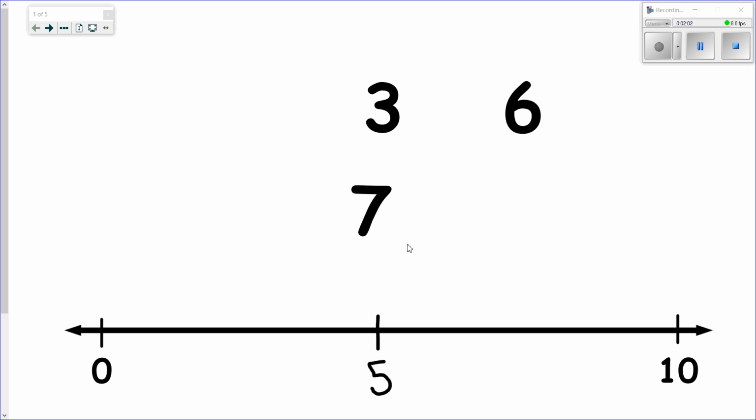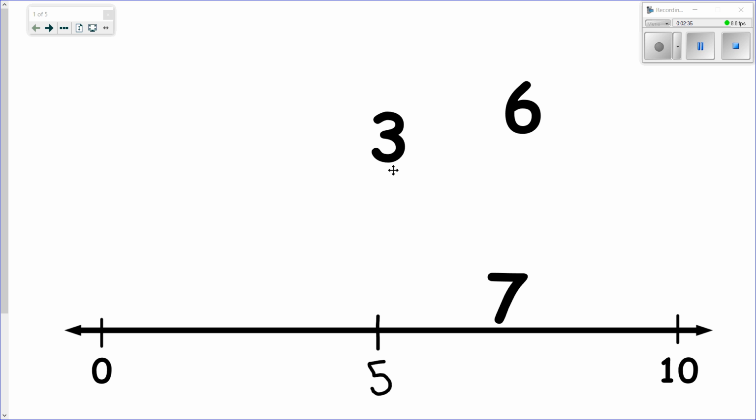Now the question then is, where do we put the 7 exactly? Should it go here, here, here? Well, what we can do, even though we don't have the numbers written down, is we can make a good guess. So if you think about the numbers 5, 6, 7, 8, 9, 10, well, it's not right next to the 5, but it's also not that close to the 10. You might want to put it somewhere in the middle-ish, like right there. So now we have our 7 placed on the number line.